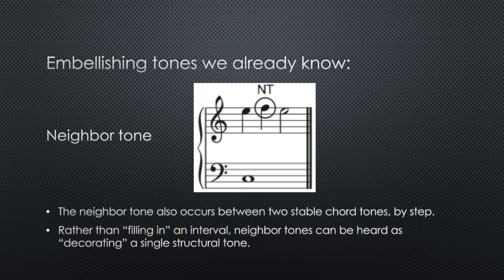Another kind is the neighboring tone, and we've seen this again in second species counterpoint. Again, it's an unaccented tone that comes in between two more stable tones, so strong, weak, strong again. Instead of filling in the interval, neighboring tones are above or below the same note. So they're kind of used as a decoration when one voice is staying on the same note, which, as you know, can be very common in harmonizations.